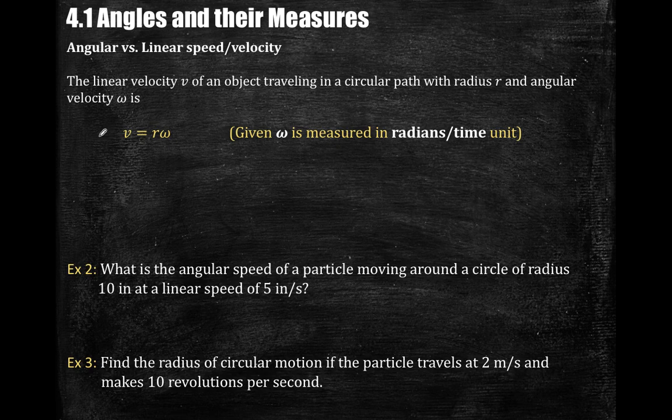So here's your formula. The linear velocity, v, of an object traveling or spinning around a circular path, where you have a radius r of that circle and the angular velocity omega, is the radius times omega, given that omega is measured in radians per time.